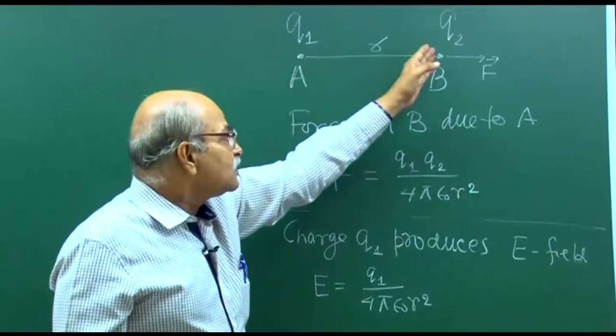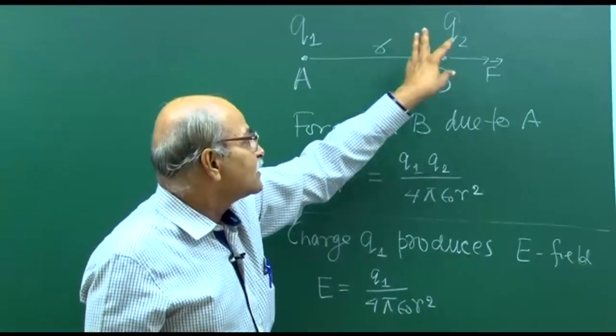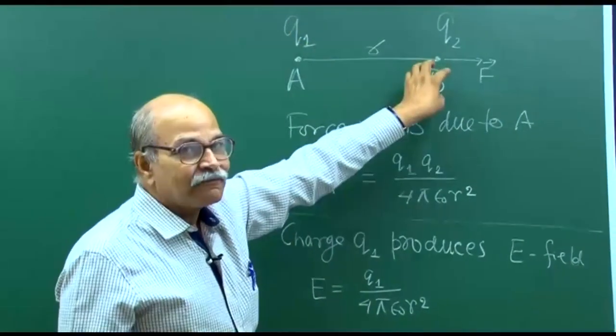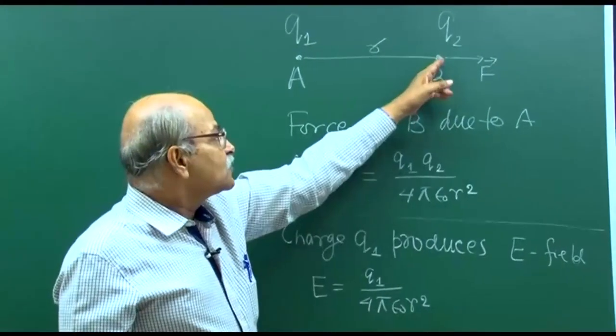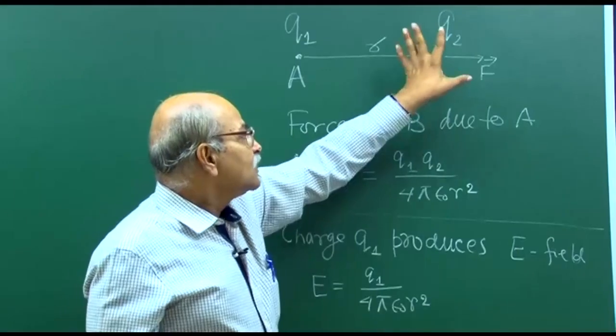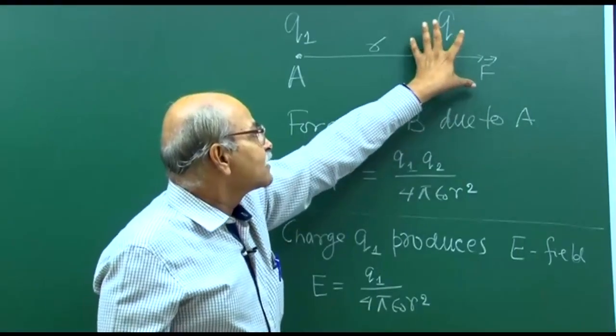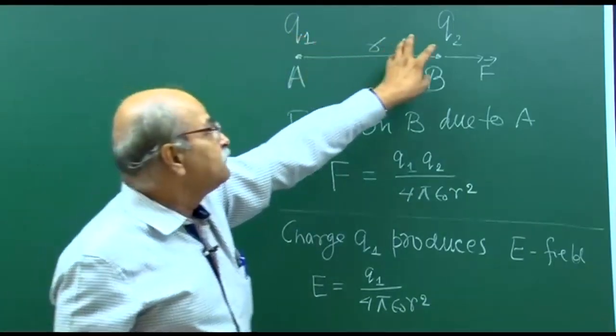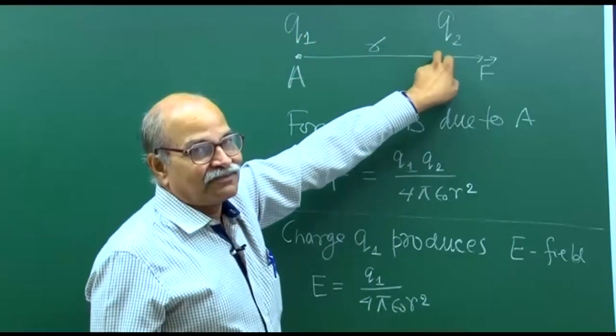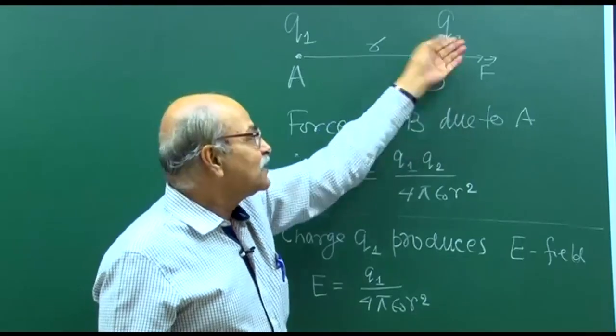If the charge Q2 is there in the field of Q1, that is the second step: this charge Q2 finds itself immersed in the electric field which is produced by this Q1, and this field exerts force on Q2. So, the force on Q2 comes in that second step.